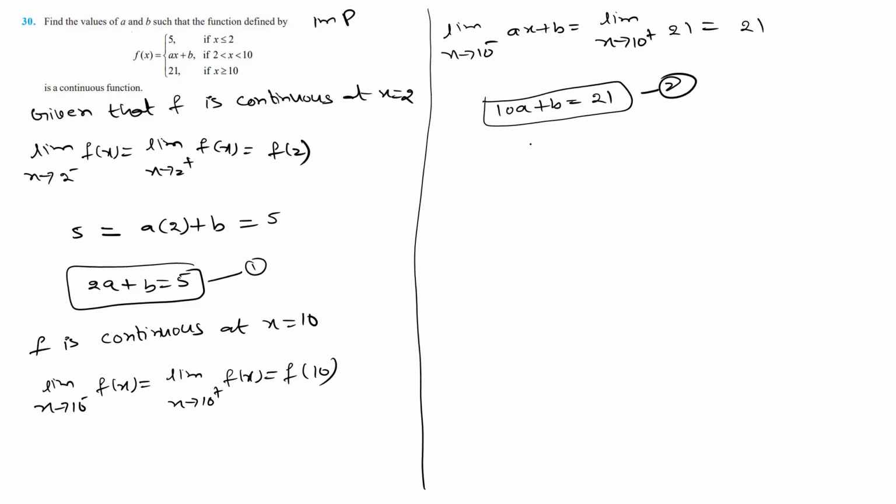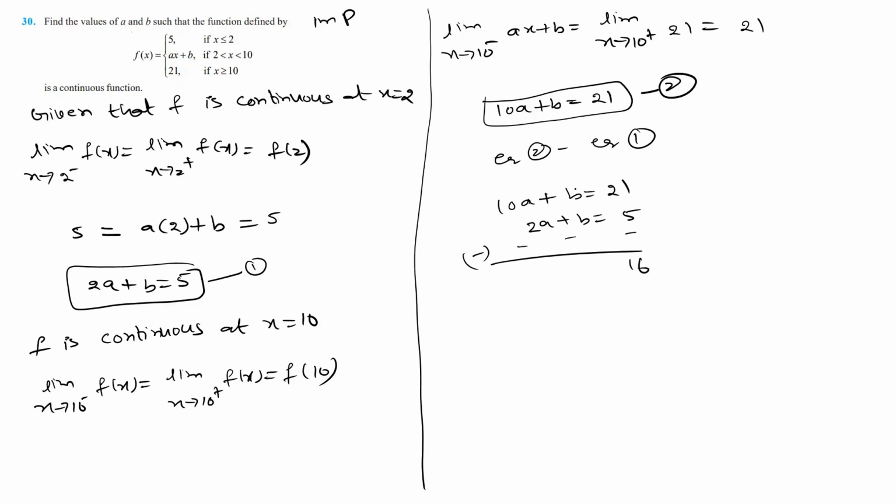So now we do equation 2 minus equation 1. So 10a plus b is equal to 21 here, 2a plus b is equal to 5 here. Do subtraction here. 21 minus 5 is 16. This will become minus, minus, minus. Plus b minus b will get cancelled. 10 minus 2 is 8a. So 8a is equal to 16. a is equal to 2 here.